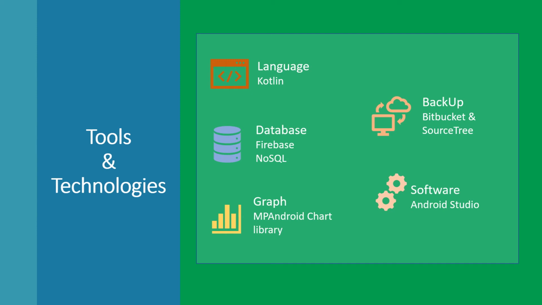For backup, I use Bitbucket and SourceTree. So every time I did new development, say I did the edit feature, as soon as that was done, I would push that code up to SourceTree. It's really good if you make a mistake, or if you change your code and you want to go back to the way it was, like start from scratch, you can just go back to Bitbucket and pull the code that you'd already put up.